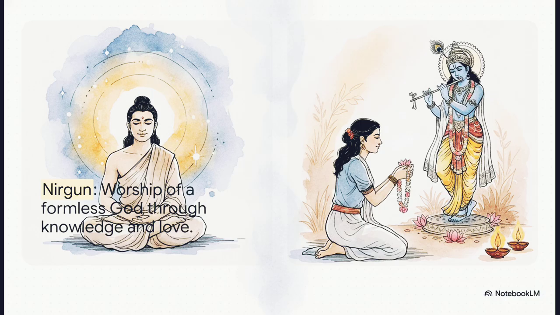During a time of foreign invasions and immense social despair, literature became a tool for spiritual salvation. The era split into two massive branches of devotion. First, there was Nirgun, which worshipped a formless, universal God through knowledge and love, championed by saints like Kabir and Sufi poets like Jayasi. And then there was Sagun, which worshipped God with a specific form and avatar, like Rama and Krishna, famously led by heavyweights like Tulsidas and Surdas.